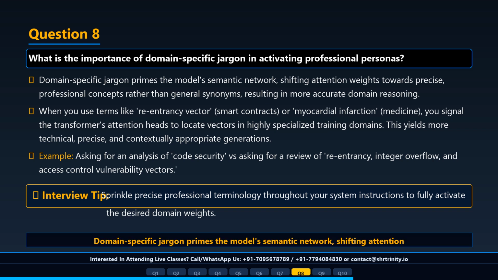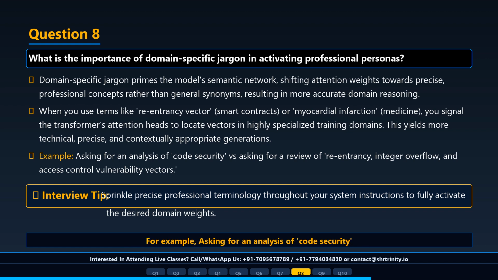Domain-specific jargon primes the model's semantic network, shifting attention weights towards precise, professional concepts rather than general synonyms, resulting in more accurate domain reasoning. When you use terms like "reentrancy vector," smart contracts, or "myocardial infarction," medicine, you signal the transformer's attention heads to locate vectors in highly specialized training domains. This yields more technical, precise, and contextually appropriate generations.